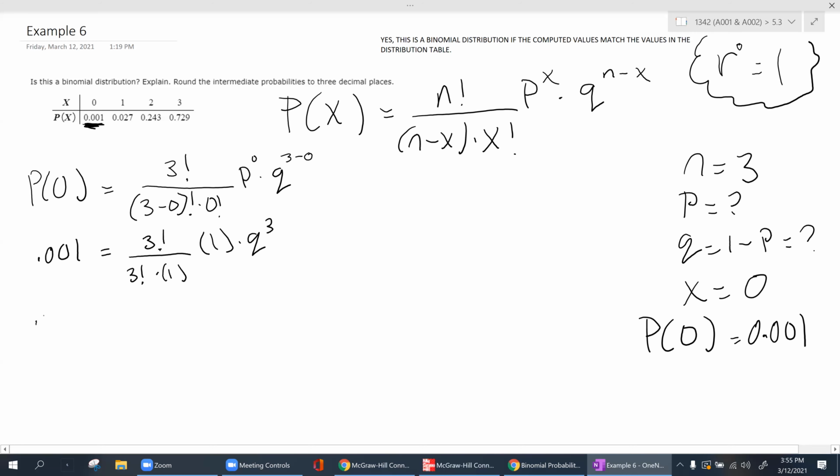So this is going to be 0.001, and this cancels out. So this means this is just q cubed. In other words, q cubed is equal to 0.001. And how do I solve for this?